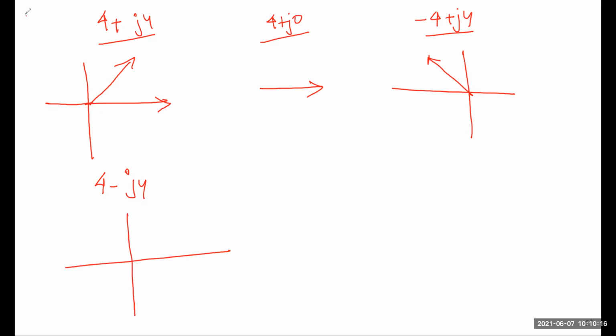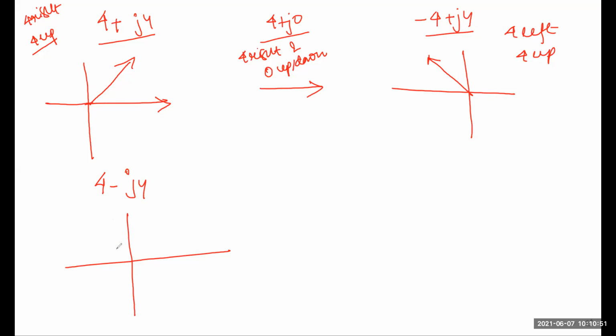So this I told you what? 4 right for this, and this is 4 up. This one, for this I told you 4 right and 0 up or down, whatever, because my j term is 0. Minus 4 plus j4, which I told you here, for this I can say 4 left because it's already negative, that is left, and j4 is for up. Okay.